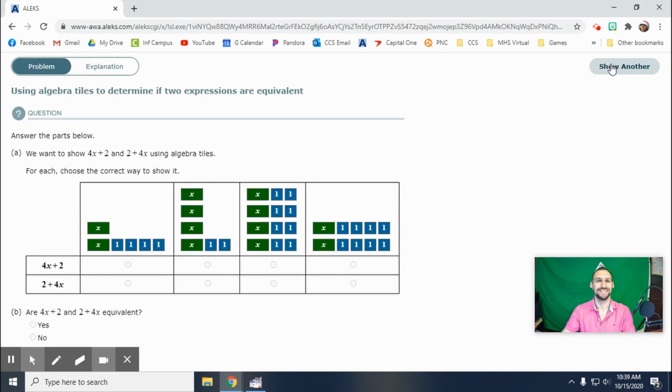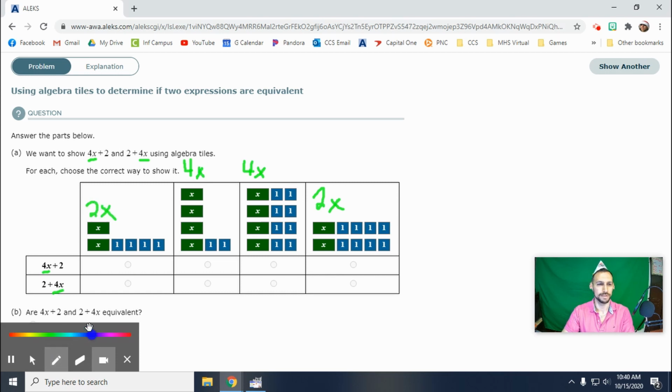There we go. All right, so that took a minute. We want to show 4x plus 2 and 2 plus 4x using algebra tiles. All right, so I'm going to go ahead and mark my green for my x's. Let's represent the green. We have 2 x's here. We have 4 x's here. We have 4 x's here. And we have 2 x's here.